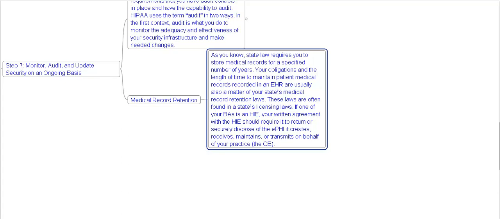If one of your partners is a health information exchange, your written agreement with the HIE, Health Information Exchange, would require it to return or securely dispose of ePHI it creates, receives, maintains, or transmits on behalf of your practice, the covered entity, CE.